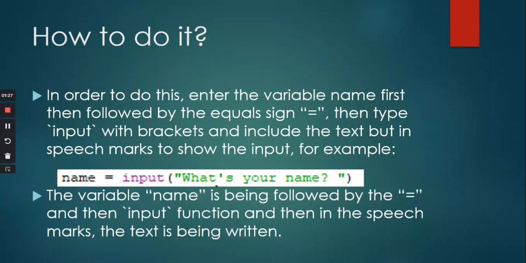How do you do this? In order to do this, enter the variable name first, followed by the equal sign. You can see in this image the variable name, which is name, and here in the input function, it says what's your name. Then the variable name is followed by the equal sign, and then the input function with the speech marks, and here it's asking for the user's name. And here you need to add this space because it's a lot nicer with space. Without this space, it can work fine.